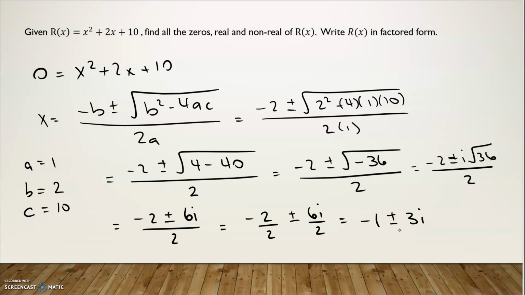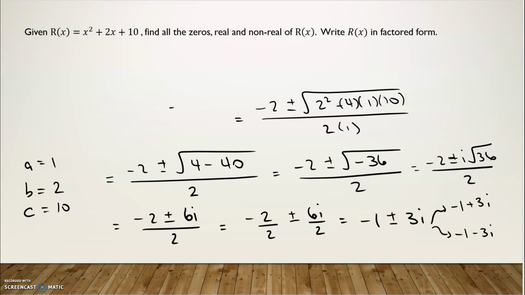We've got 2 of them. We've got one that is negative 1 plus 3i, and we also got one that is negative 1 minus 3i. So there's our zeros, and these are non-real since I've got the i, that's imaginary. Okay, we're going to write this in factored form.